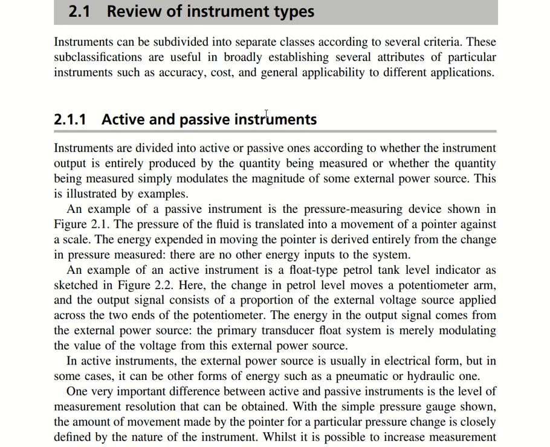Based on different applications, we can subdivide the instruments into separate classes based on different criteria, and they help us in broadly establishing several attributes of a particular instrument like accuracy, cost, precision, applicability, adaptability, or the strength to different applications, right? So the first classification is active and passive instruments.